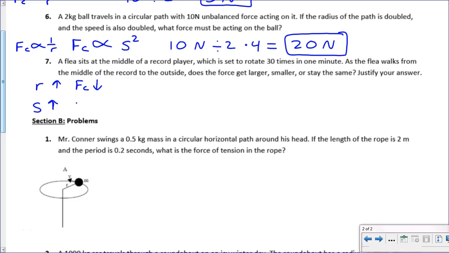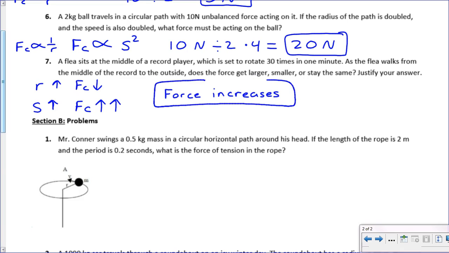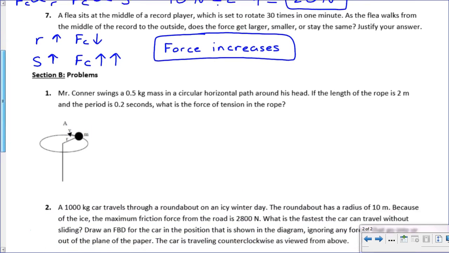And if the speed is increasing, then we know that the centripetal force is increasing. And in fact, because speed is squared in the proportionality, that speed ends up having more impact on it than the radius does. And so what ends up happening here is that force is going to end up increasing. Even though the increased radius would decrease the force, having that increased speed as well ends up overwhelming that effect, and we end up having an increased force overall.